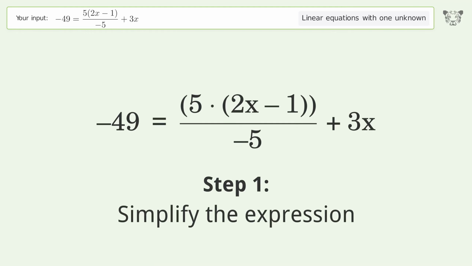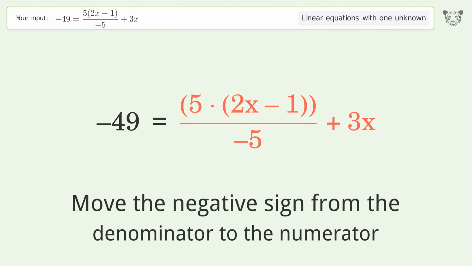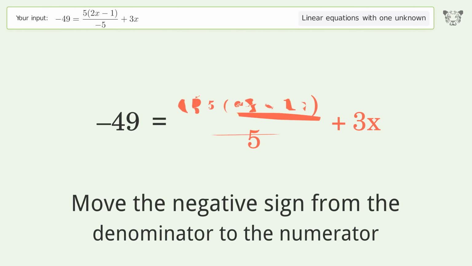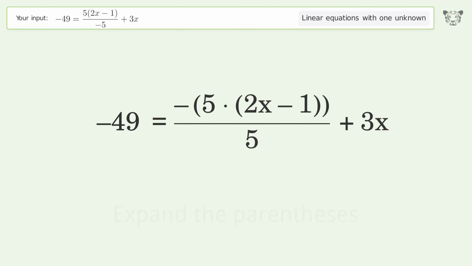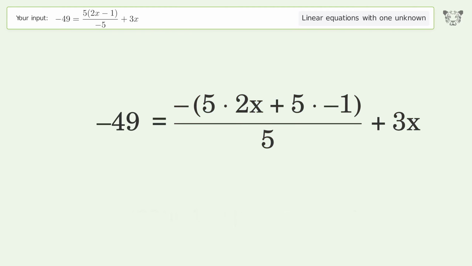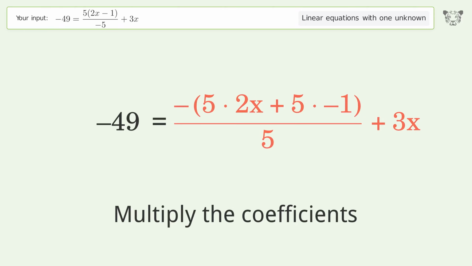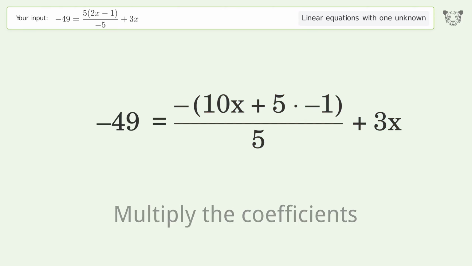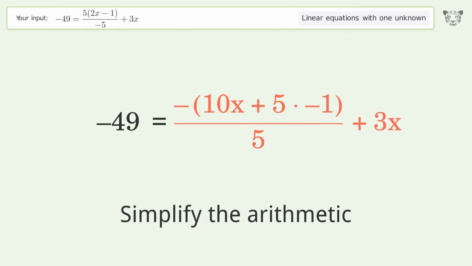Simplify the expression. Move the negative sign from the denominator to the numerator. Expand the parentheses. Multiply the coefficients. Simplify the arithmetic.